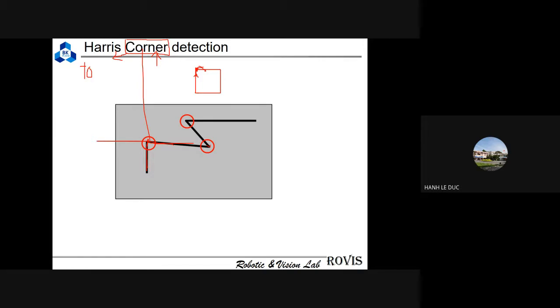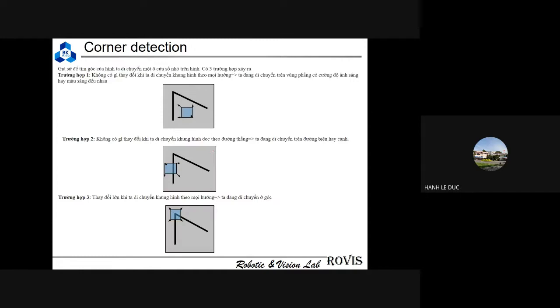But in the image, how do we detect it automatically? So we will go to the Harris detector algorithm. Let's see. For example, we have an image, and we have a feature like this, two lines like this.